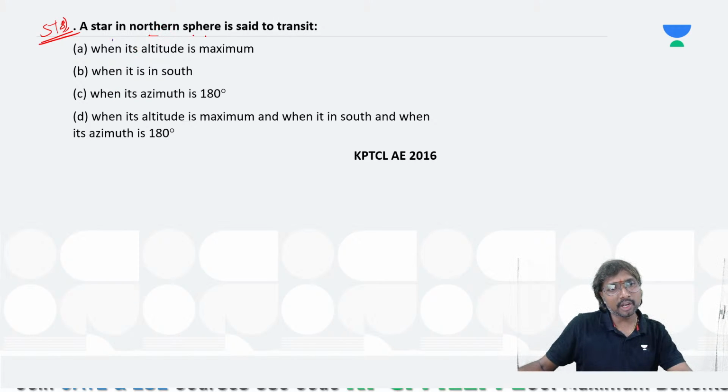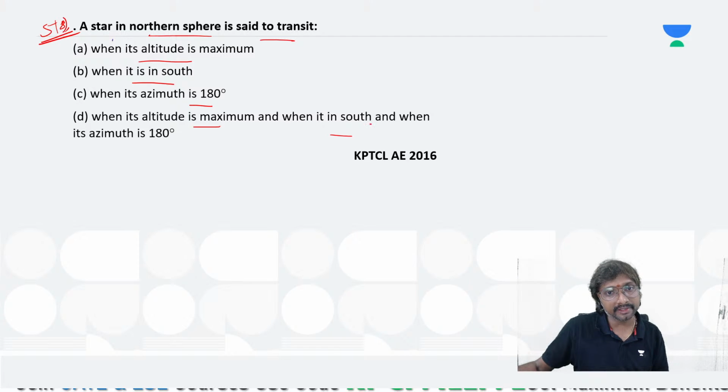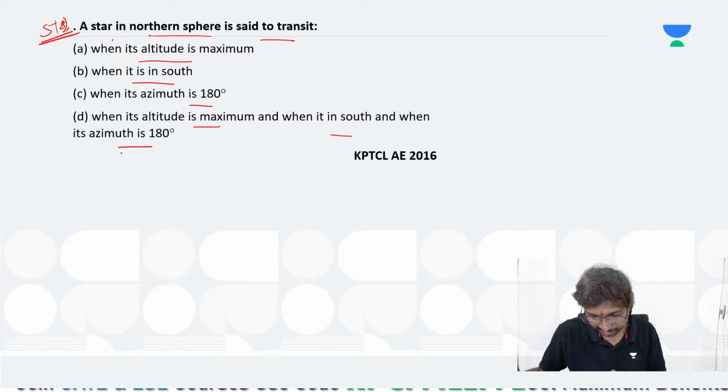A star in the northern sphere is said to transit if its altitude is maximum, when it is in the south and when its azimuth is 180 degrees. Under this condition only it is assumed to be transiting. Transiting means moving.